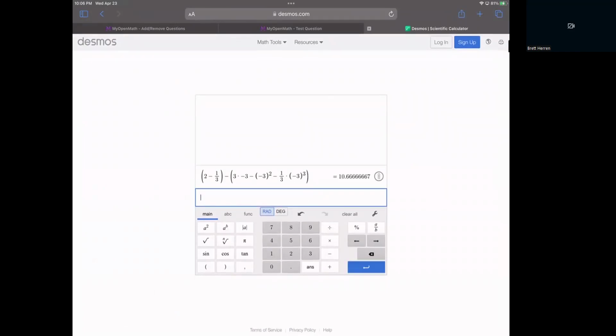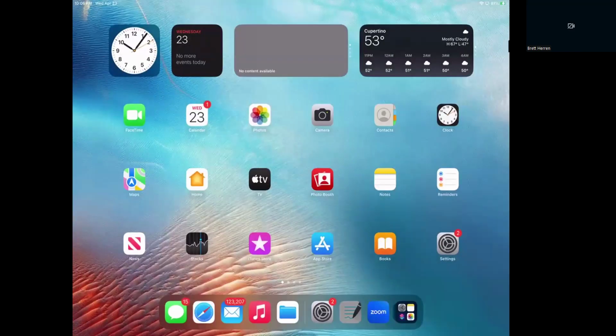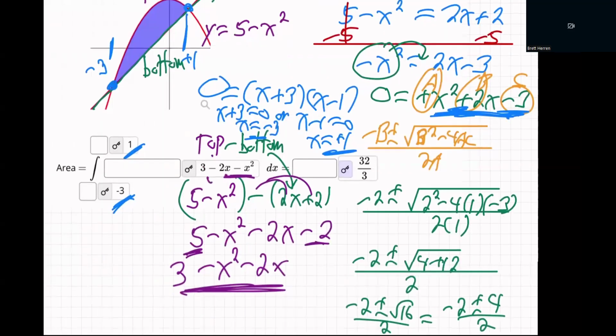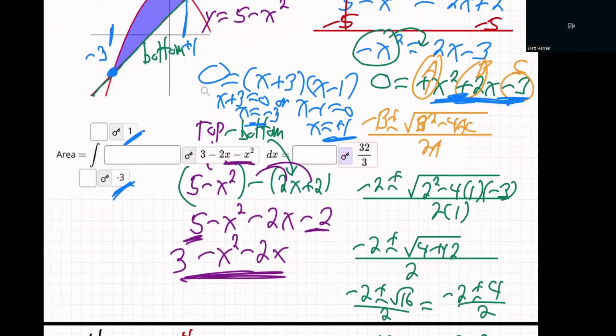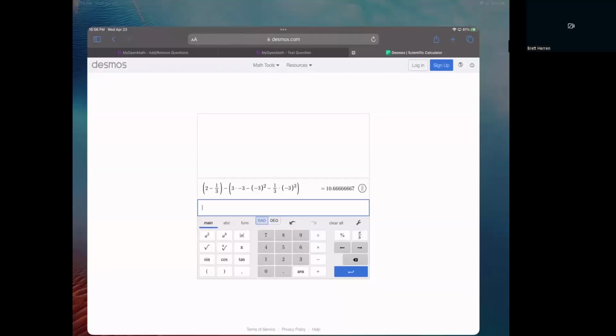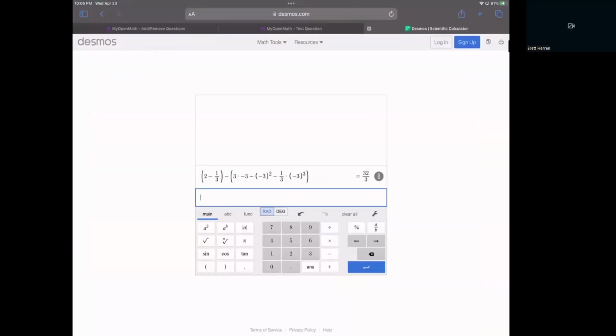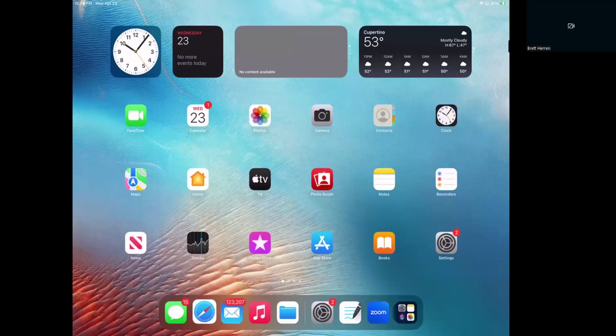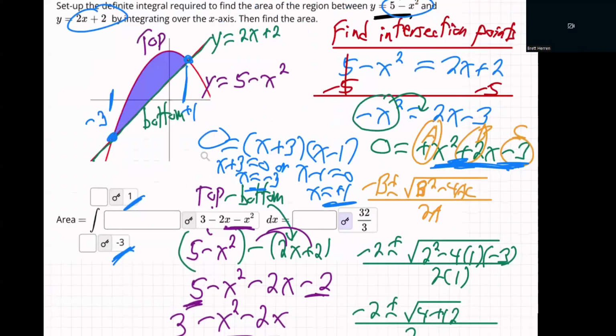There we go. 10 point, a bunch of sixes. Was that the answer? Oh, they said 32 thirds. Is that the same thing? The decimals have a fraction, but click it right there, 32 thirds. Beautiful. Either the decimal or the fraction. We got it. Just type it into Desmos. And so there we go.